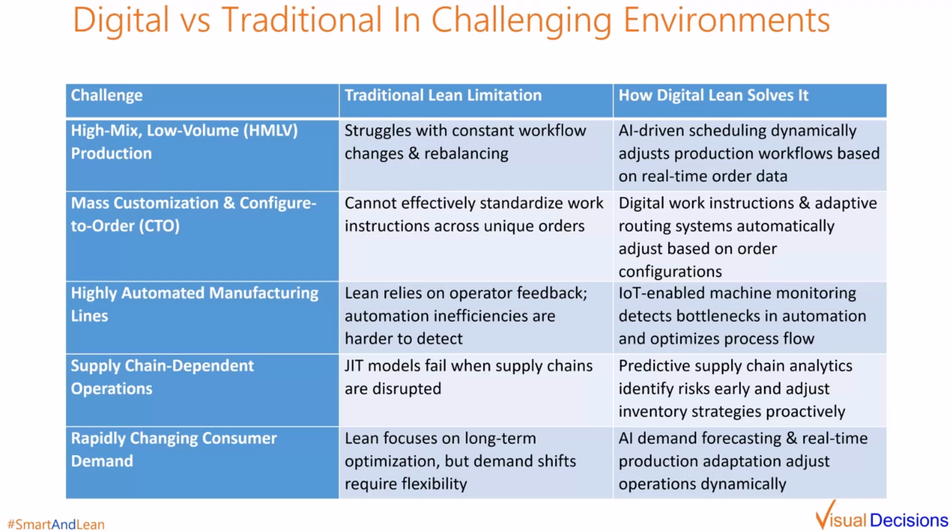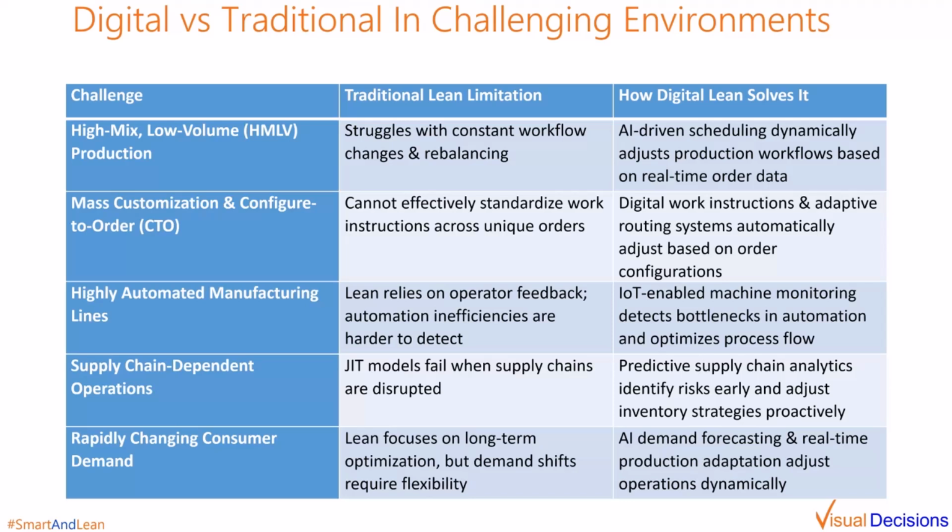While lean manufacturing principles have been instrumental in improving efficiency, many modern manufacturing environments face challenges that traditional lean struggles to address. These challenges arise in industries where variability, automation, and rapid changes in demand make static lean approaches less effective. Digital lean, however, provides data-driven real-time solutions that help manufacturers overcome these obstacles and optimize flow in even the most complex settings.